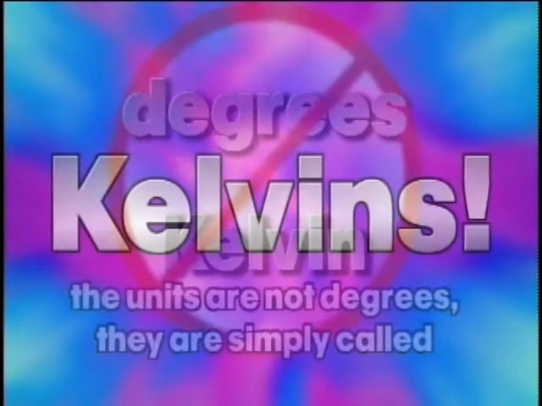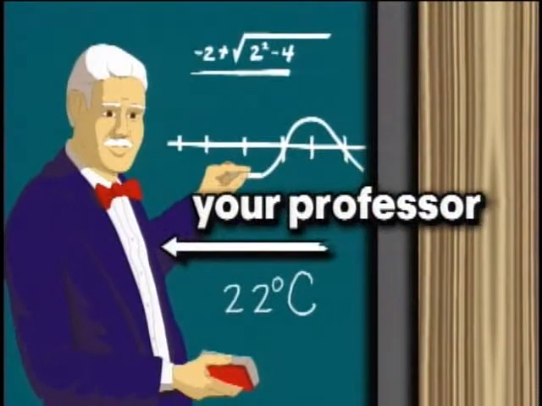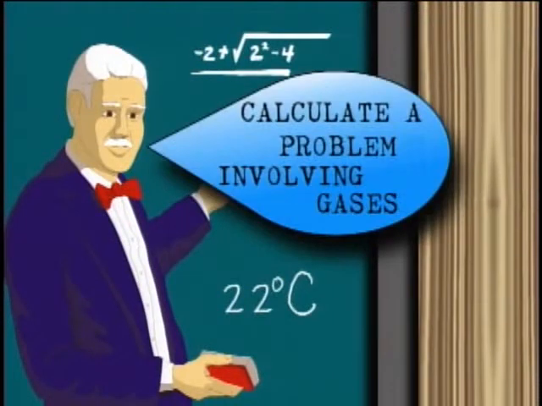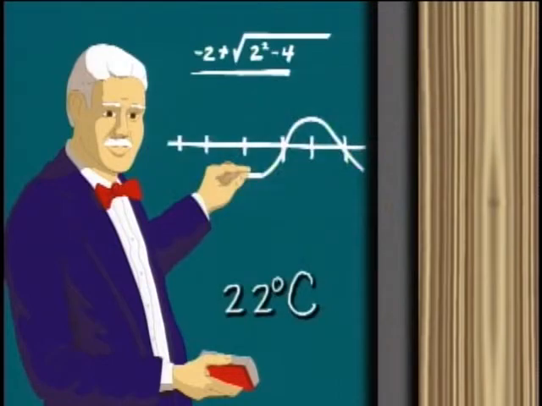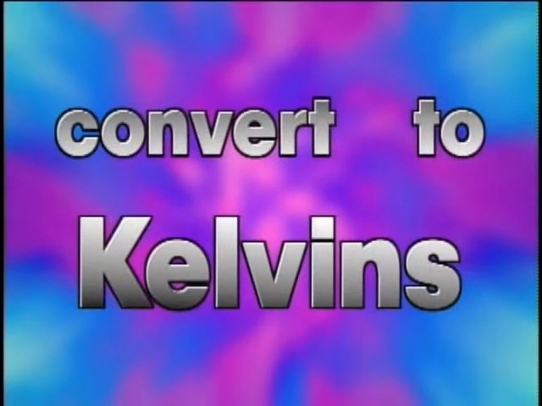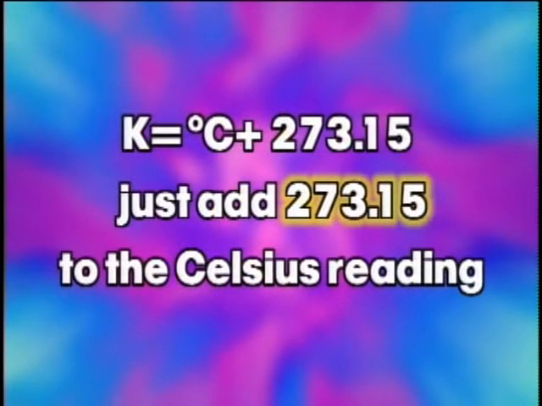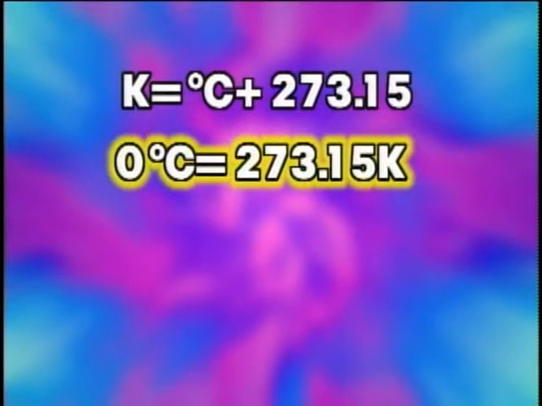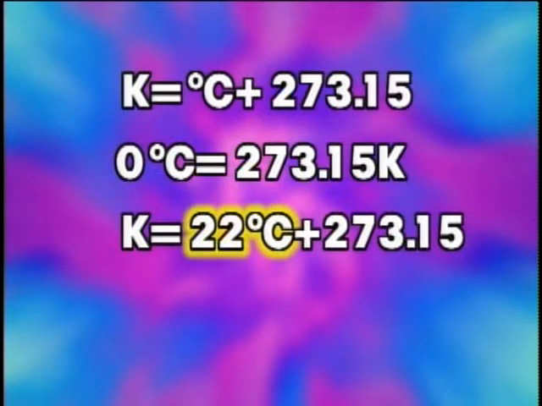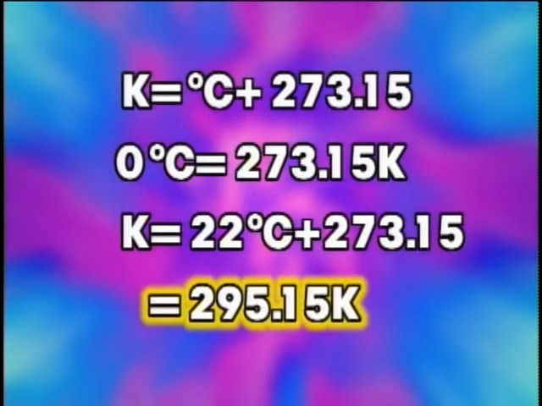They're simply called kelvins. Your professor might ask you to calculate a problem involving gases and give you the temperature in degrees Celsius. Don't fall for that old trick. Just convert to kelvins. It's real easy. You just add 273.15 to the Celsius reading. So, 0 degrees Celsius equals 273.15 kelvins. 22 degrees Celsius equals 295.15 kelvins, and so on.